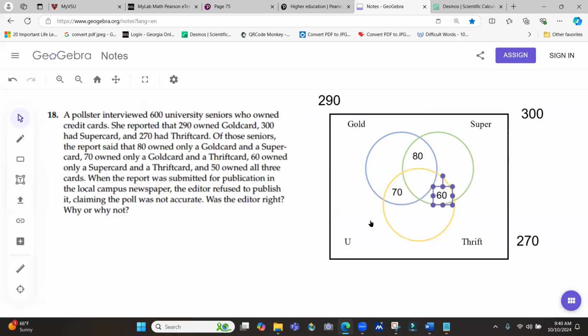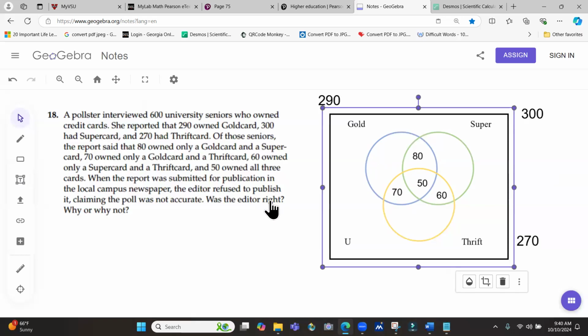All right. 50 owned all three, so 50 will go at the center. Now you can easily calculate what goes here, what goes here, what goes here. To do that, you will take 290, subtract 80 plus 50, which is 130. 130 plus 70 is 200, so it'll be 90.